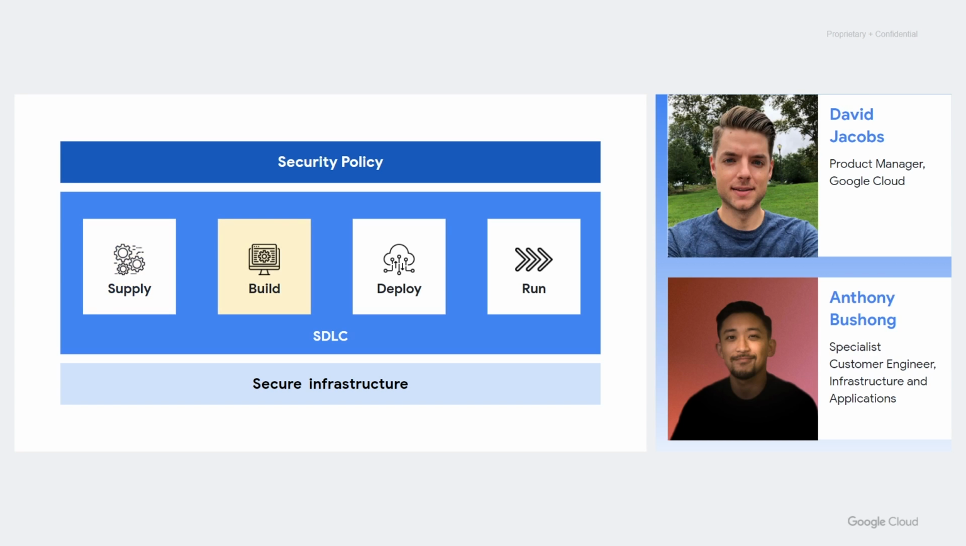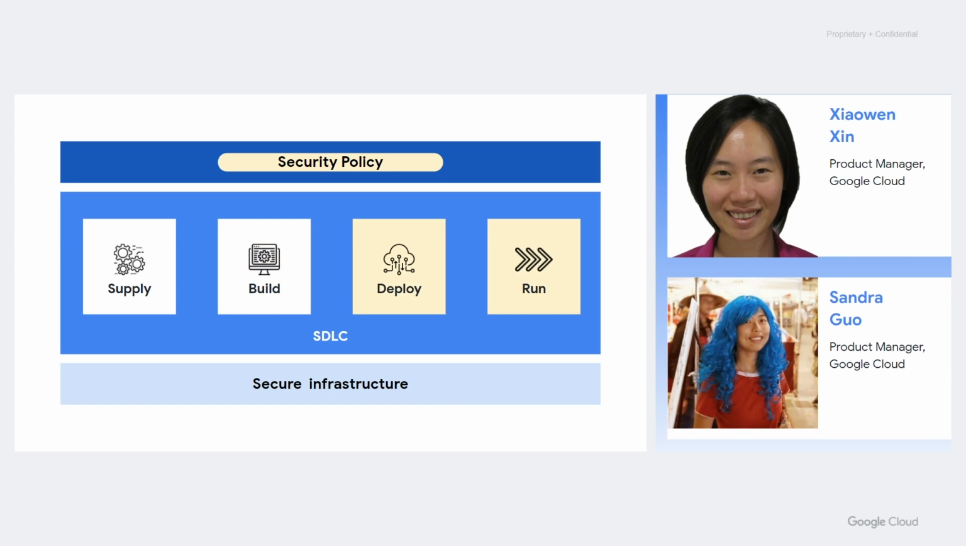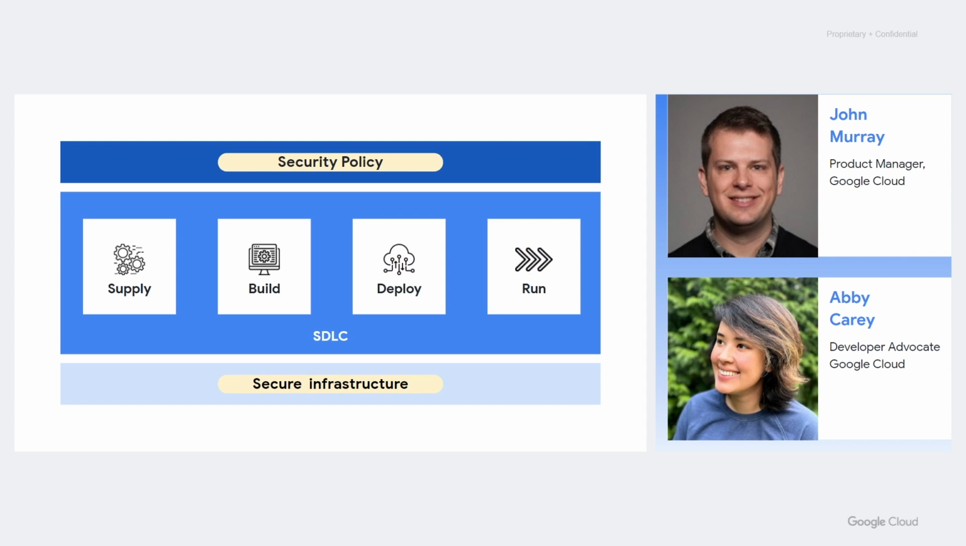Up next, David and Anthony will walk us through setting up a secure build process. They'll explore topics like securing access to your source code, running builds in a VPC, securely using secrets during the build process, and much, much more. Next, Xiaowen and Sandra will demonstrate how security, policy, and binary authorization can be used to secure deployed processes and keep runtime secure. And our final session will come from John and Abby, focusing on securing your Kubernetes configurations with policy as code, including how to add policy checks to each stage of your software lifecycle.